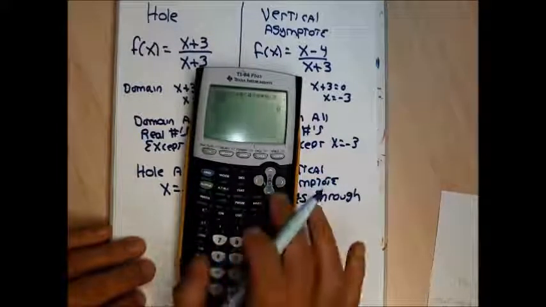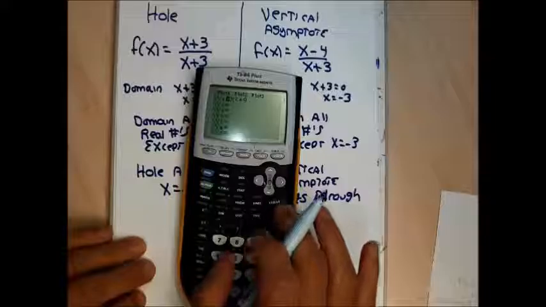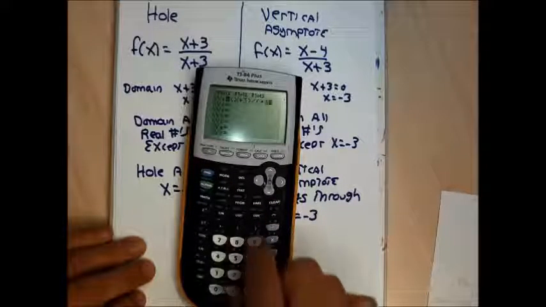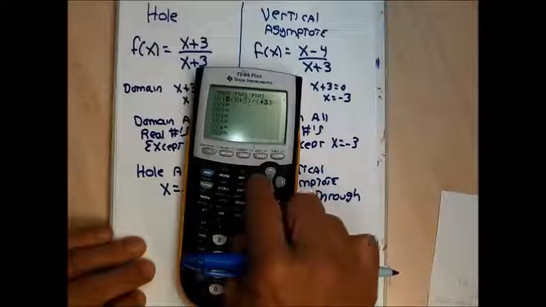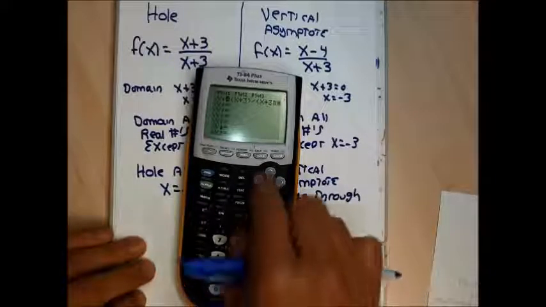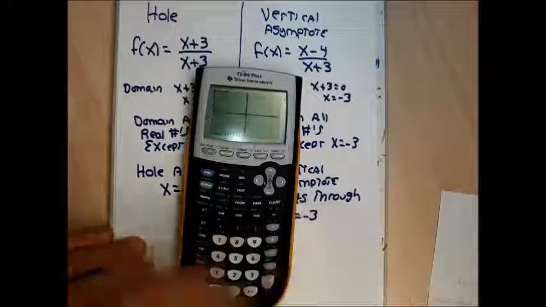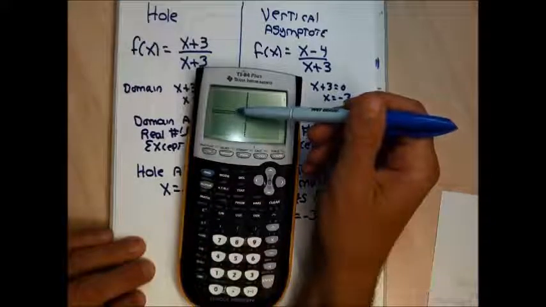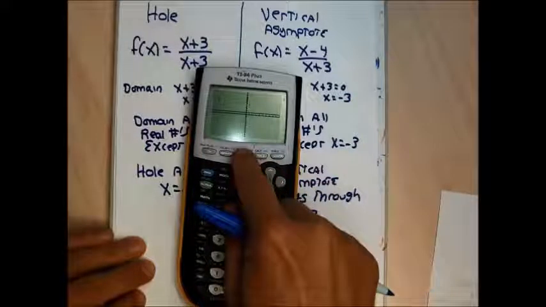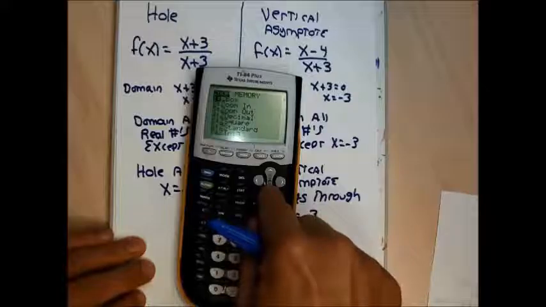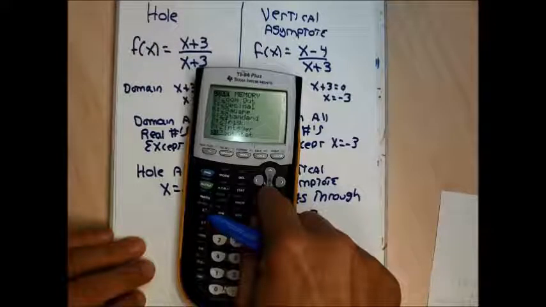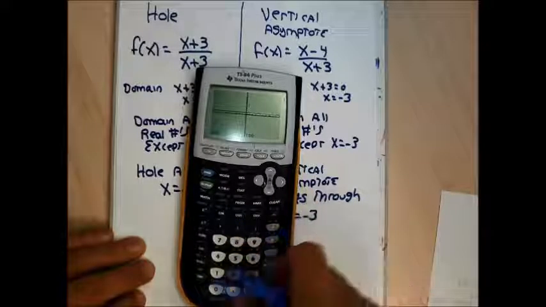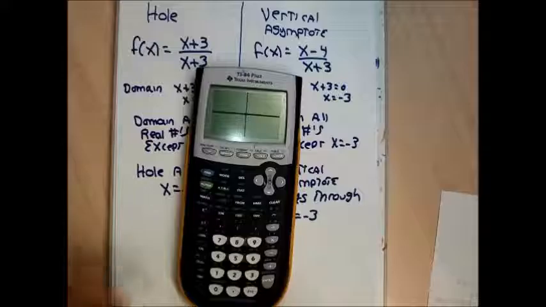I'm not sure how well we're going to see the hole, but I'm going to go y equals (x plus 3) divided by (x plus 3). Let me try zoom standard after I get that function in right. And you can't see a hole above x equal to negative 3. Let me try to fix that by going zoom. What zoom do I need to do? Maybe zoom integer might do it. Oh, that's no good. Oh, you can actually see the hole now.